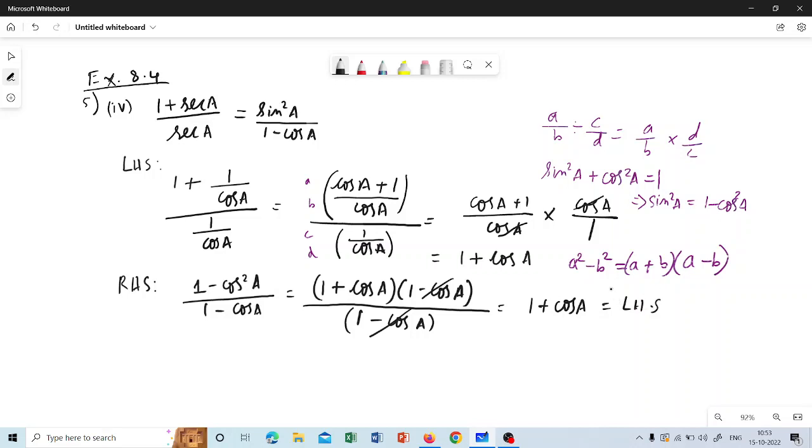So hence proved. Sometimes one side simplification may not be sufficient. Depending on the question, you may have to solve both sides to get the result, and this is one of the examples. Although this is very simple, we'll continue with the next question.